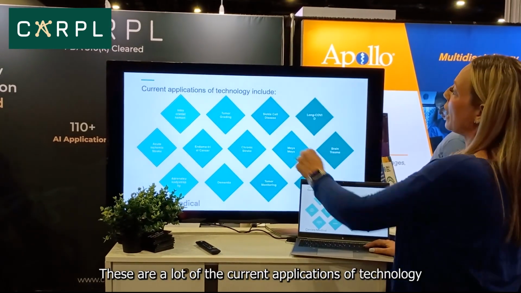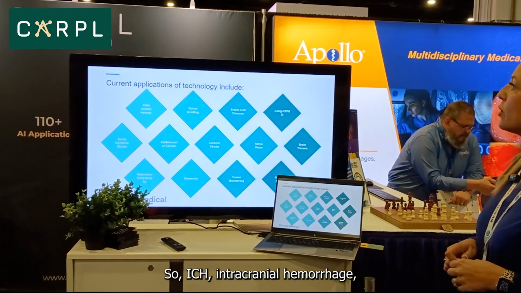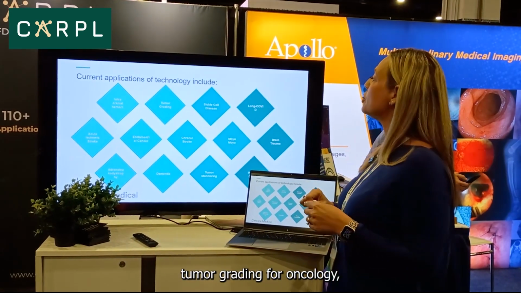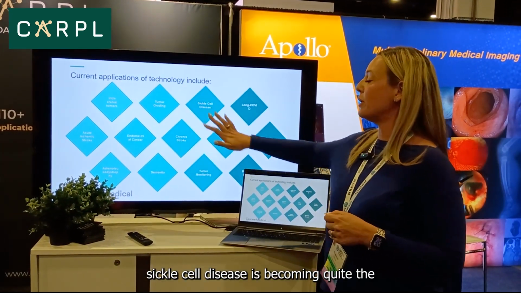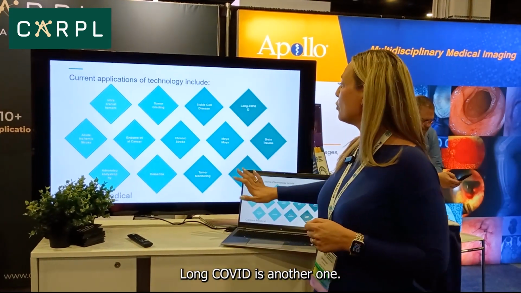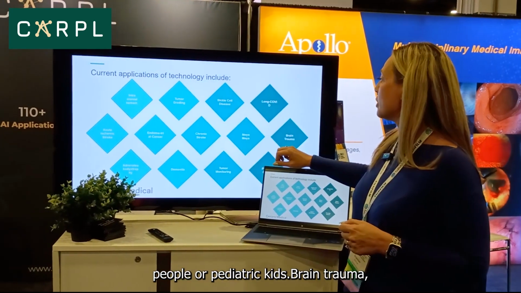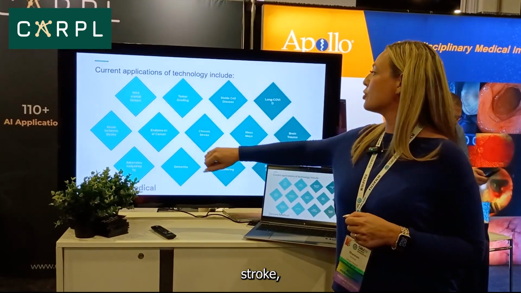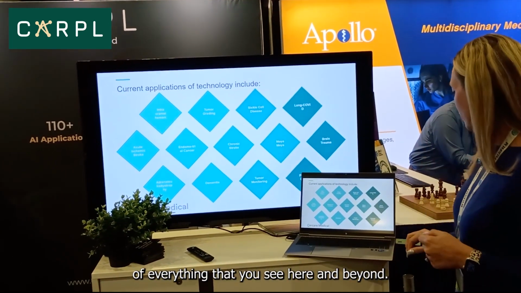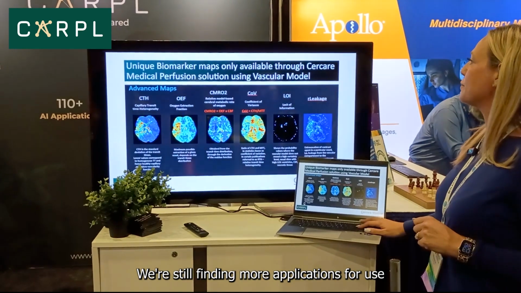These are a lot of the current applications of technology that we are found to be very helpful with our maps. So ICH, intracranial hemorrhage, tumor grading for oncology, sickle cell disease is becoming quite the research topic du jour these days. Long COVID is another one, moya for our pediatric kids, brain trauma, stroke, cancer, a whole range of everything that you see here and beyond. We're still finding more applications for use.